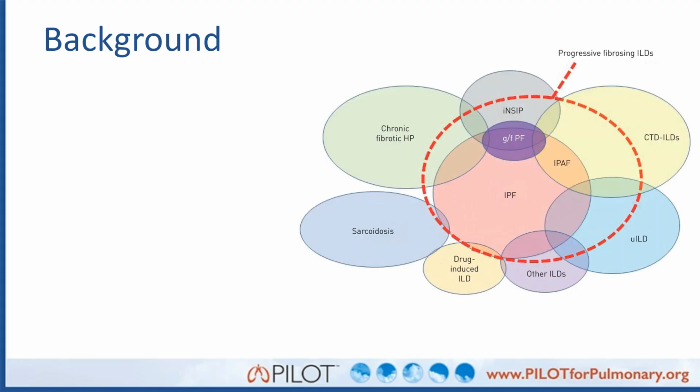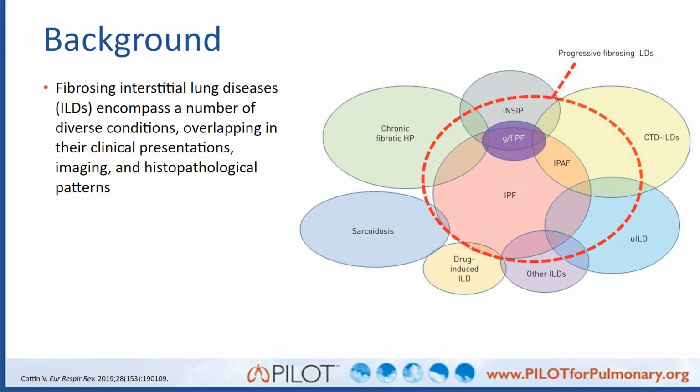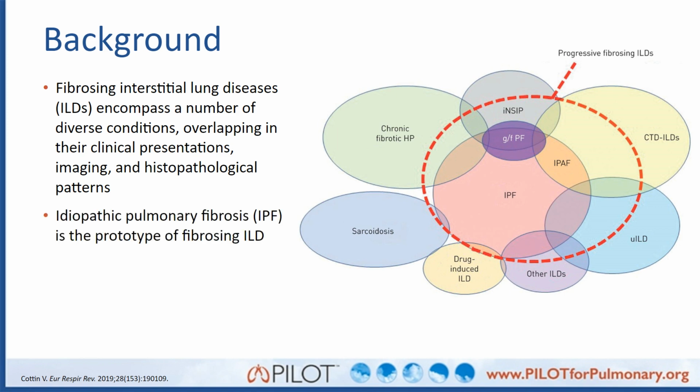And just as a background, fibrosing interstitial lung diseases encompass a number of diverse conditions, overlapping in their clinical presentation, imaging, and histopathological patterns. So you can see from this figure here, idiopathic pulmonary fibrosis, or IPF, is the prototype of a fibrosing ILD that generally gets worse over time or progresses.